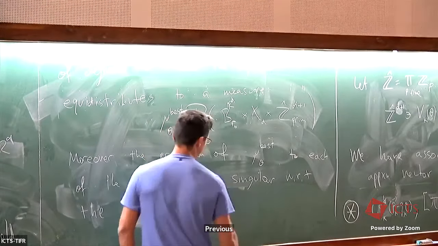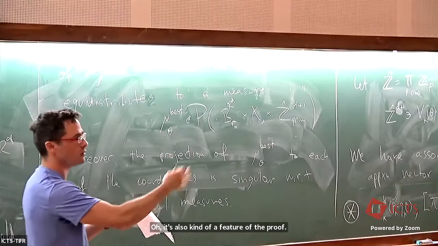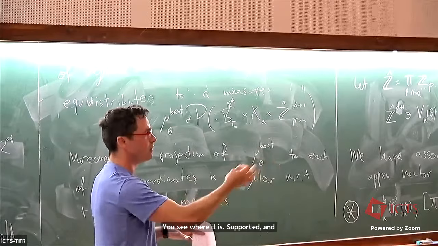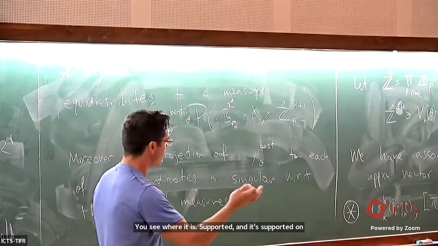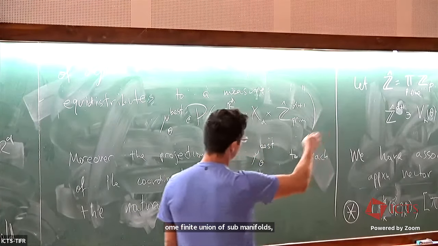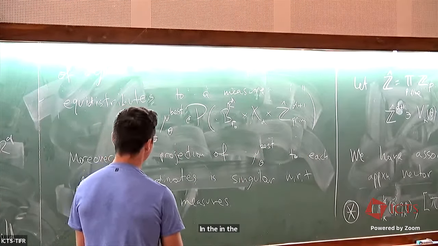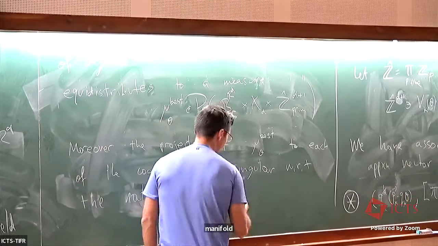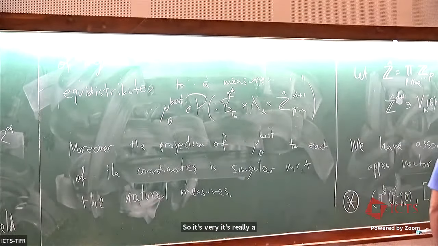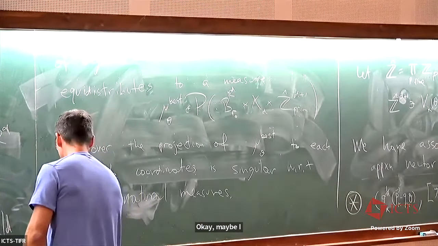So it's also kind of a feature of the proof. You see where it is supported, and it's supported on some finite union of submanifolds. In the Z_p case, it's a kind of algebraic submanifolds. So it's really a different phenomenon.